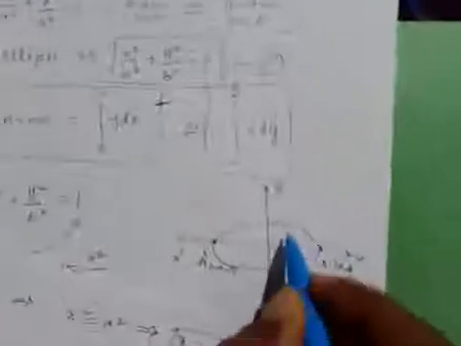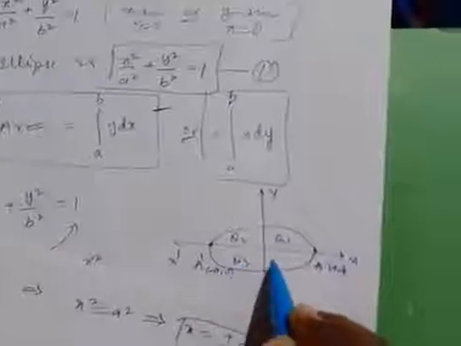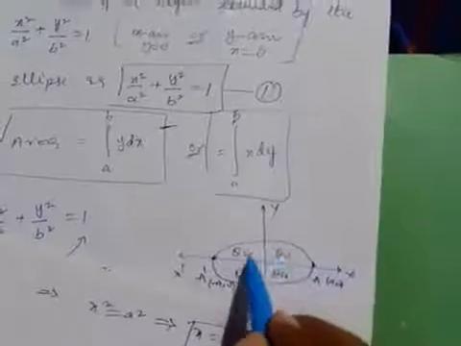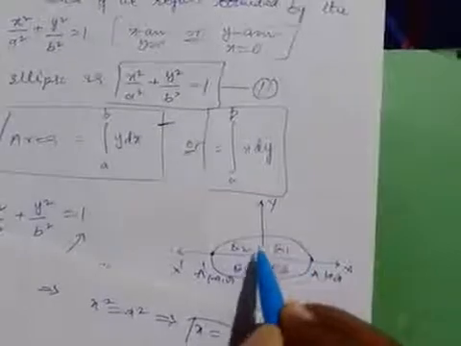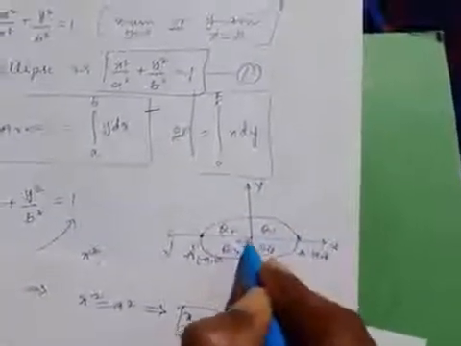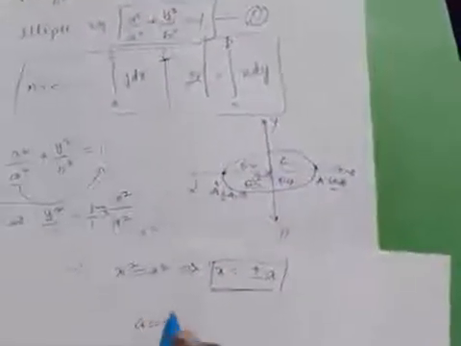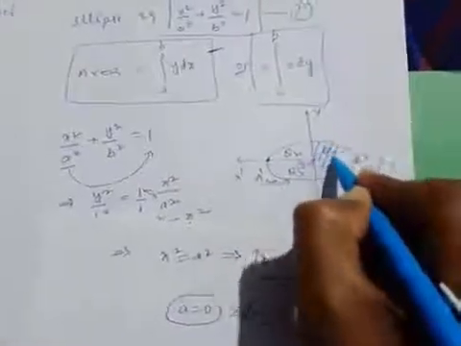See, this ellipse is in the first quadrant, second quadrant, third quadrant, and fourth quadrant. This ellipse occupies 4 quadrants. The 4 quadrants are equal, so we need to find only one quadrant and multiply by 4. So this is the origin 0 comma 0. So the lower limit is 0, the upper limit is a. So a is equal to 0 and b is equal to a. Now we are finding only the first quadrant.